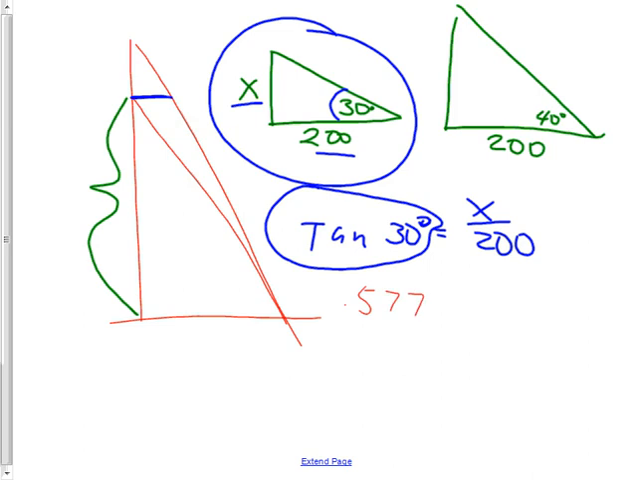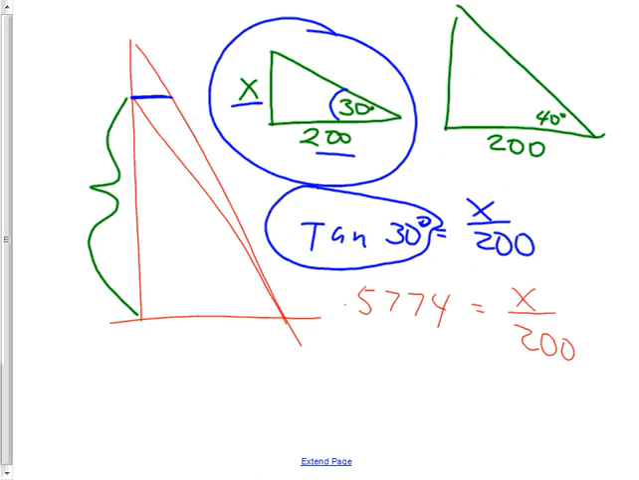Just go 4 decimal places. Thank you. All right. And then that equals x over 200. And then to solve it, you just have to multiply by 200. Now, again, if you have an opportunity to do it without rounding, you'll get a more accurate, better answer. Okay. Number 3 throws in just a little twist.